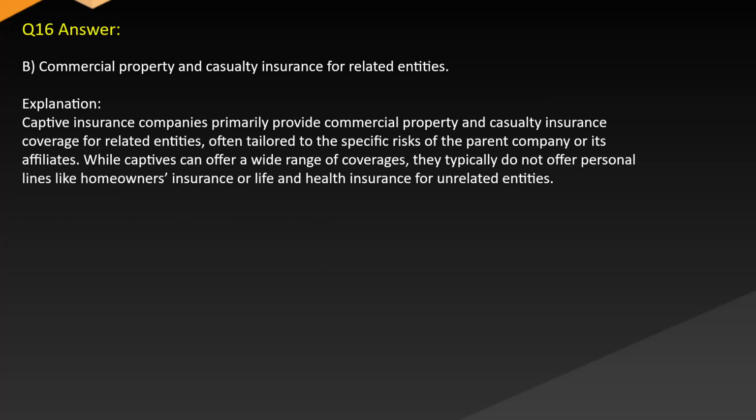Answer. B. Commercial property and casualty insurance for related entities. Explanation. Captive insurance companies primarily provide commercial property and casualty insurance coverage for related entities, often tailored to the specific risks of the parent company or its affiliates. While captives can offer a wide range of coverages, they typically do not offer personal lines like homeowners insurance or life and health insurance for unrelated entities.